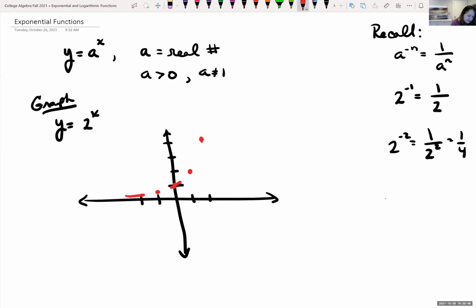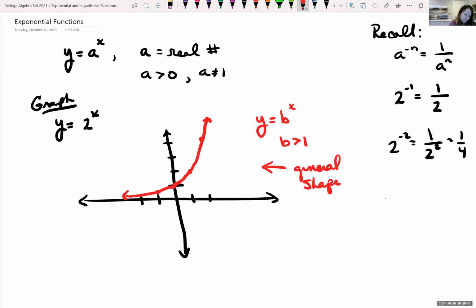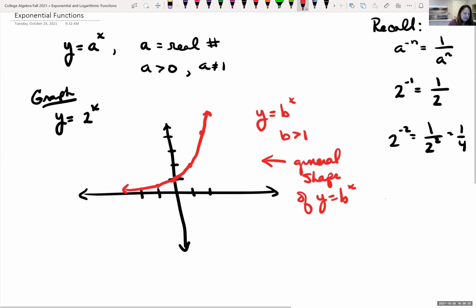If we look at this, this is our graph. So this is actually the general shape of y equals b to the x, where your base is bigger than 1. So notice that we have some properties going on. So the properties of this graph, y equals 2 to the x.